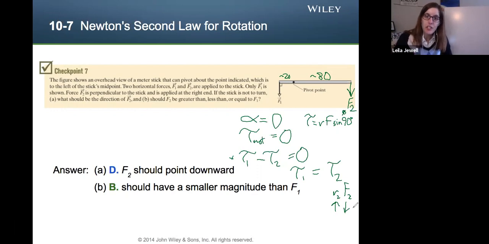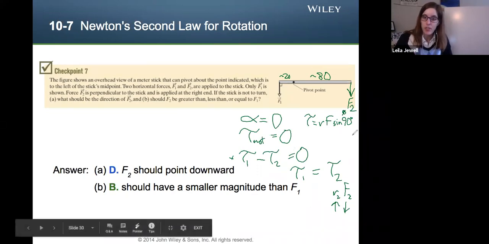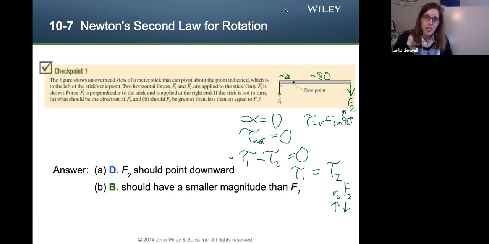All right, so this gives you an idea of how you can set up these torque problems, especially involving Newton's second law for rotation. And we'll get to try this out in lab this week. So that's something to look forward to.